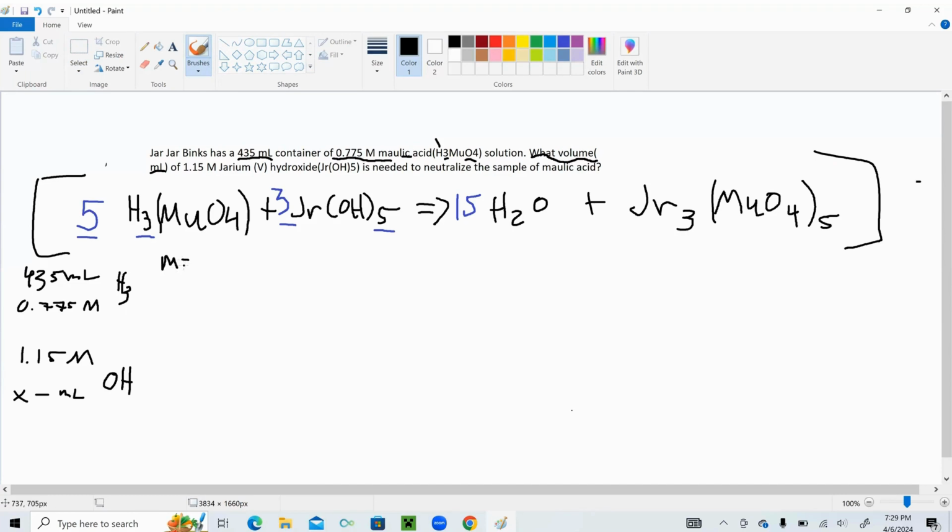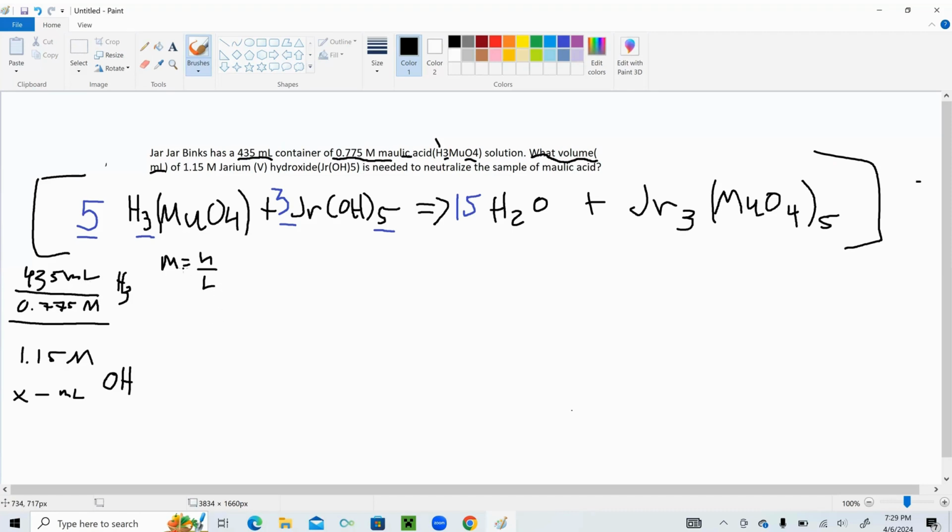Since M is equal to moles over liters, what do we have here? We have the molarity and we have a volume. But take a look, we have it in milliliters. We want it in liters.